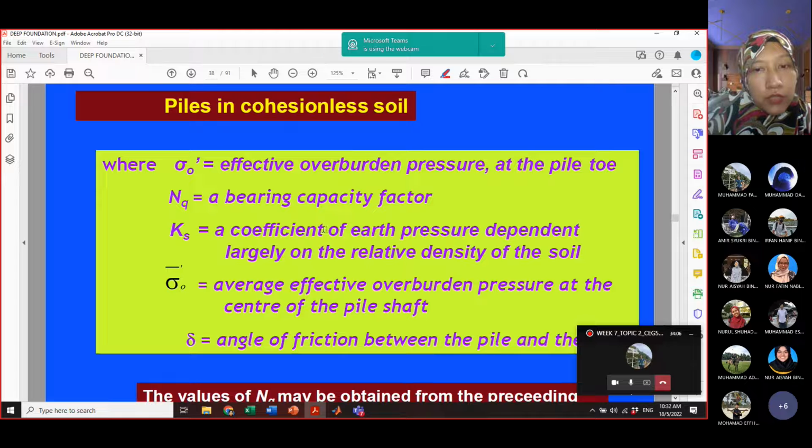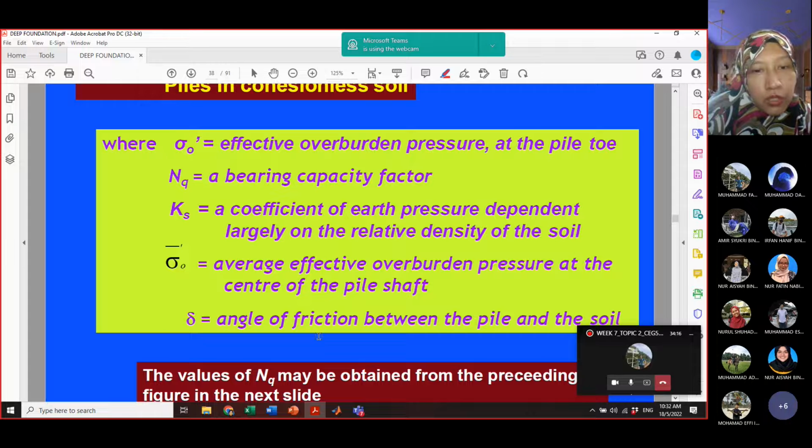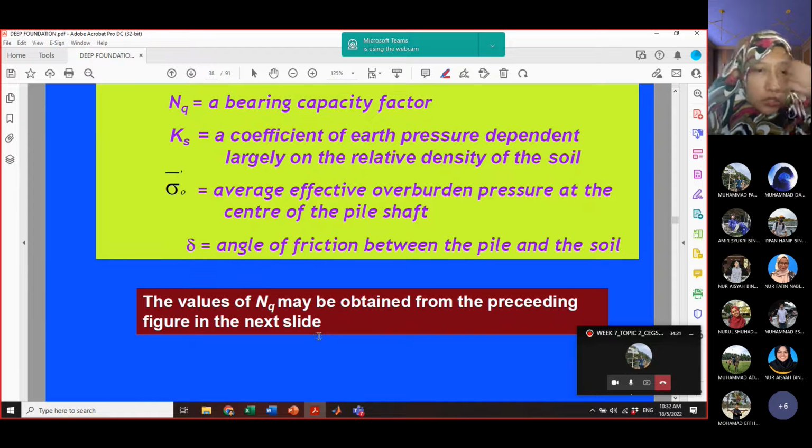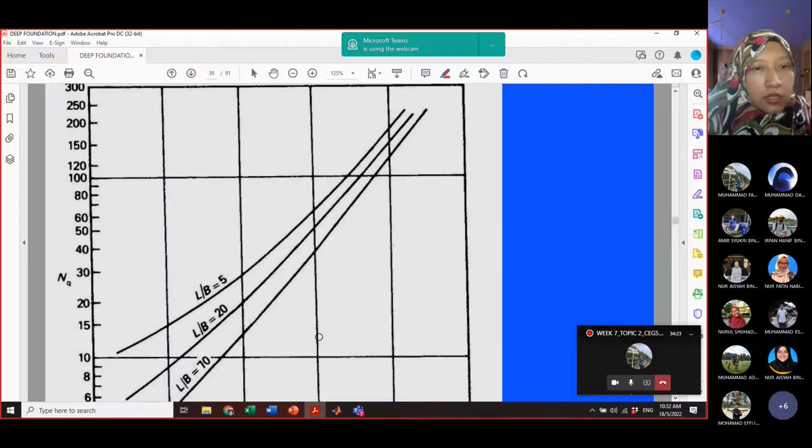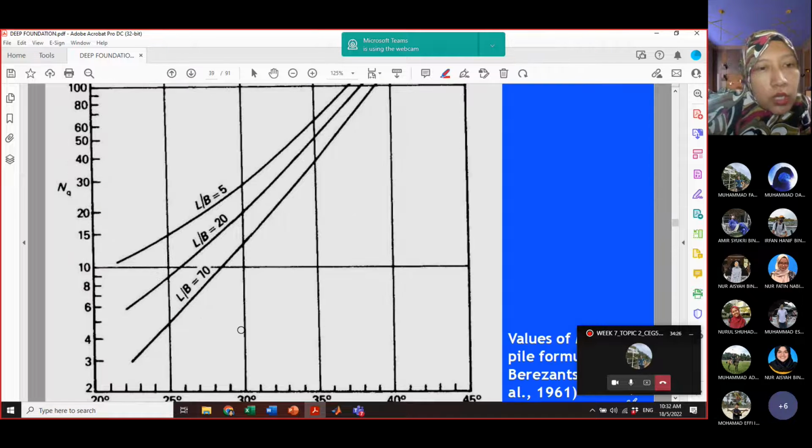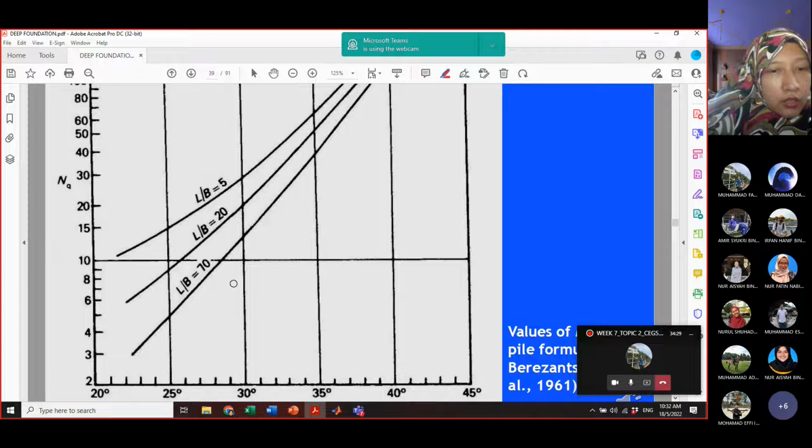Okay, the Ks is the coefficient of earth pressure dependent largely on the relative density of the soil and the average effective overburden pressure at the center of the pile shaft, and delta is the angle of friction between the pile and the soil. So the NQ may be obtained from the preceding figure in the slide. Okay, yang ni adalah contoh. Kalau you are given the internal friction angle and the ratio between L to B, so that the NQ can be found from here. Kalau kata you ada length pile tu berapa, kemudian diameter dia berapa, kemudian you tahu friction angle of soil tu berapa, so you can have the NQ.